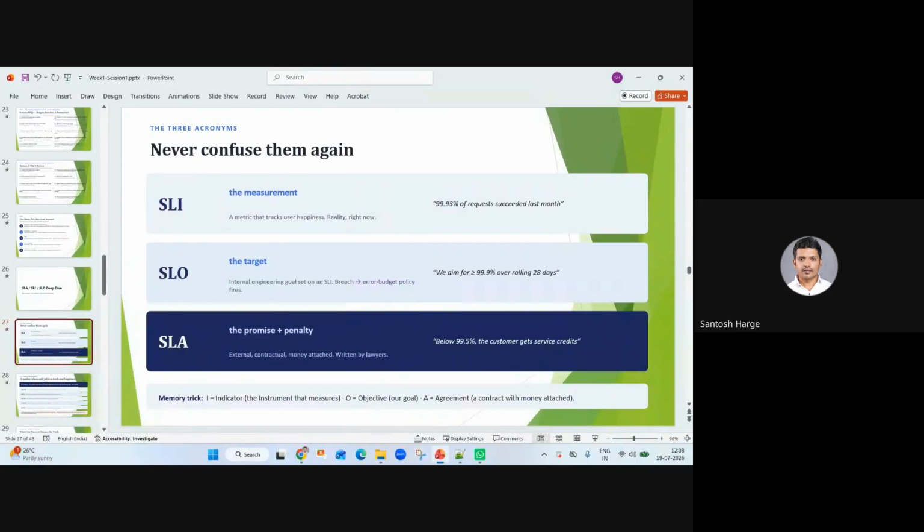So just to quickly memorize all these things, SLI, SLO, and SLA: I stands for indicator. From the SLI, I stands for indicator. It is nothing but the instrument that measures. O stands for objective. It's our goal, the internal goal within your organization. And A stands for agreement, the contract where the money is attached.